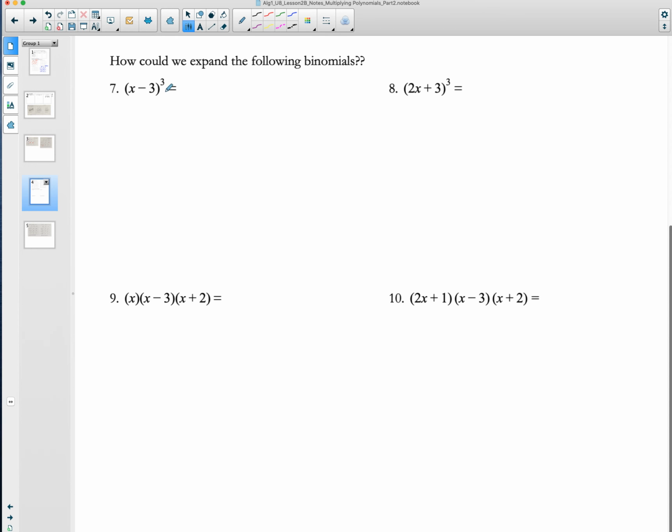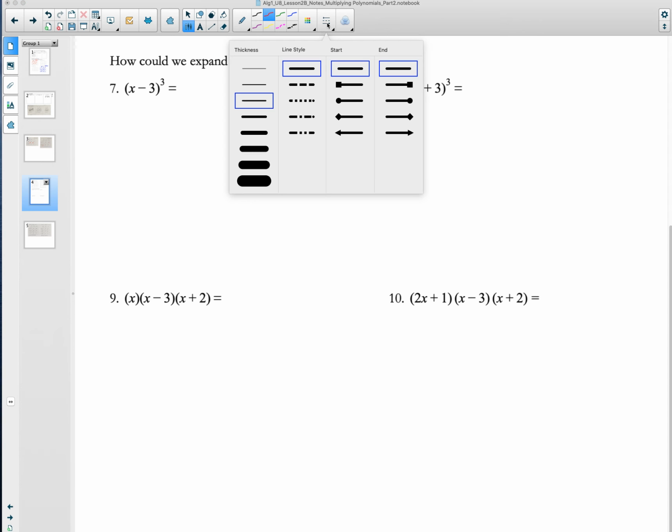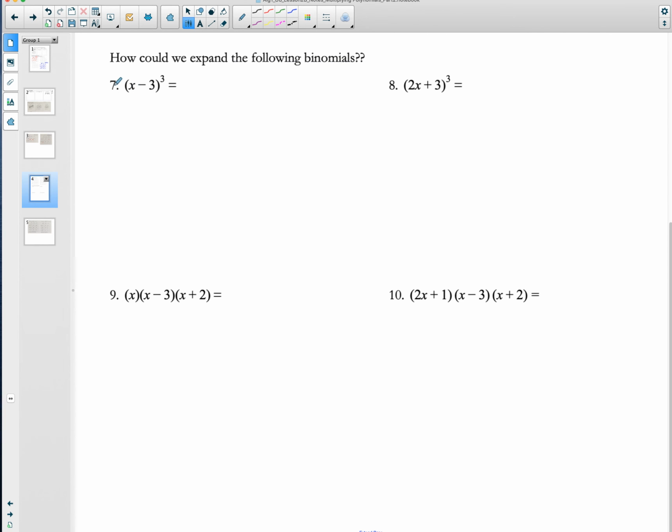Now, part of this is two different things on the setup. One is recognizing this power of the exponent and what that does to my initial problem. Remember that x minus 3 cubed means that I have x minus 3 times x minus 3 times x minus 3. So the first thing is we have to write this out. Now, that's the first piece.